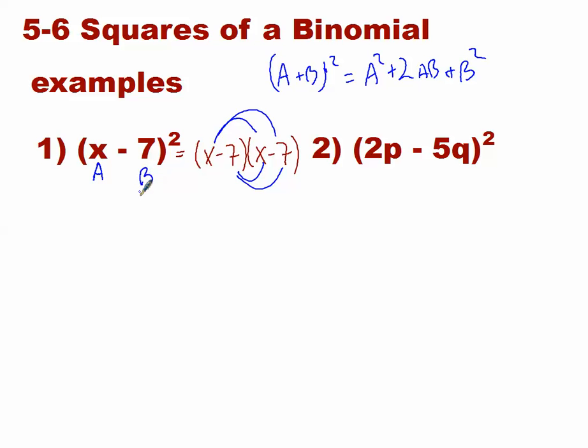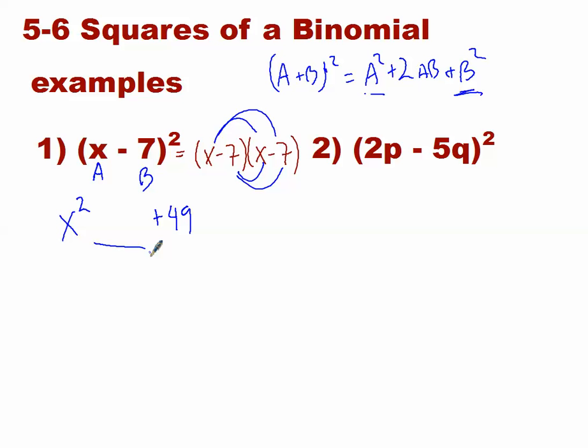All right. So a squared. So what's our a squared term going to be for this problem? X squared. What's our b squared? Positive. Why is it positive? Because negative times negative. Exactly. So we'll have positive 49 on the end. Now the trick is what goes in the middle.